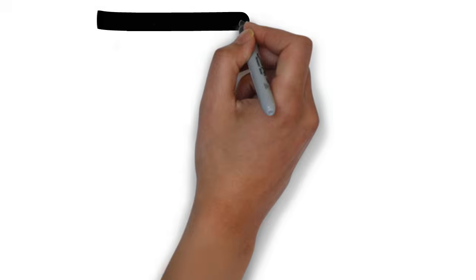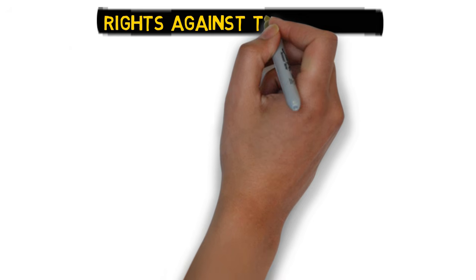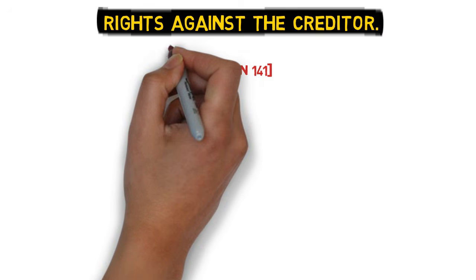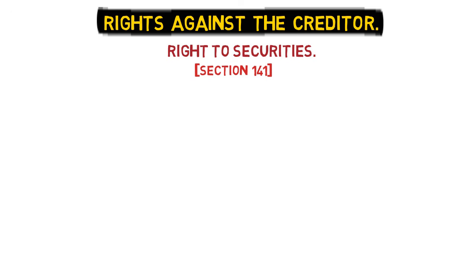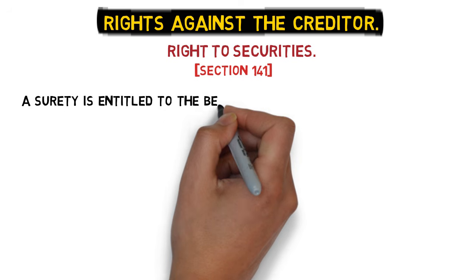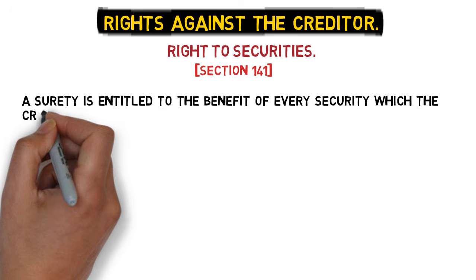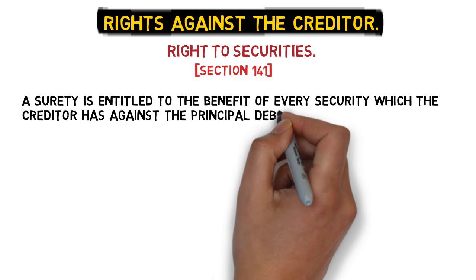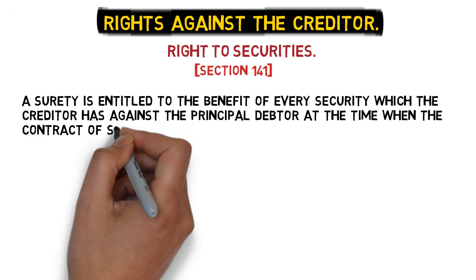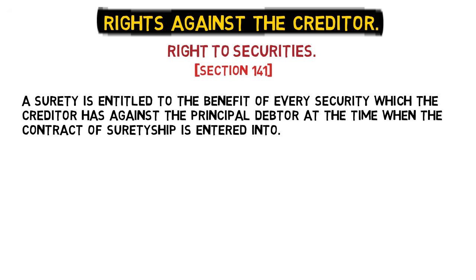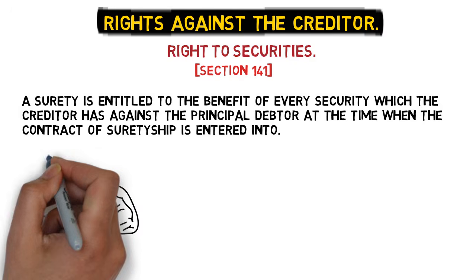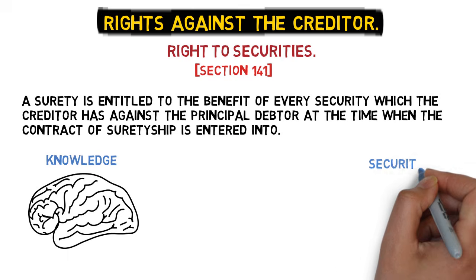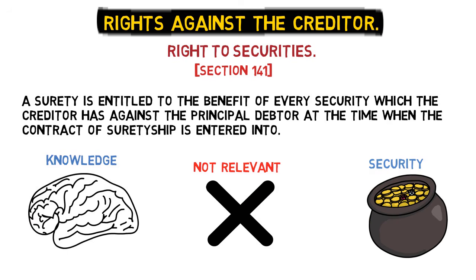So let's start by seeing rights against creditor that is given in section 141, which is known as right to securities. According to section 141, a surety is entitled to the benefit of every security which the creditor had against the principal debtor at the time when the contract of suretyship is entered into. Knowledge of surety about security is not relevant for availability of this right. Let's understand section 141 with the help of an example.